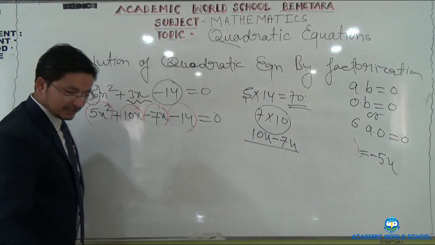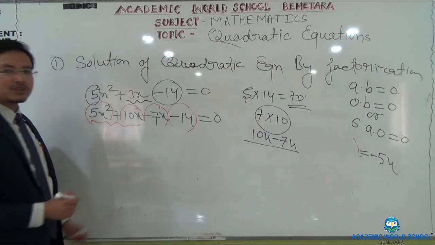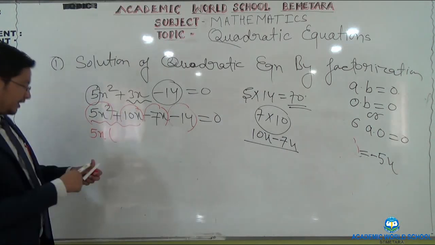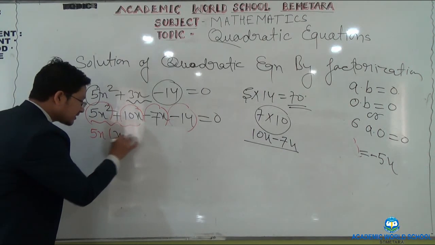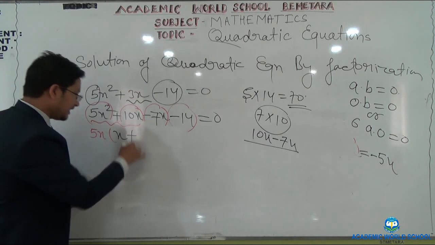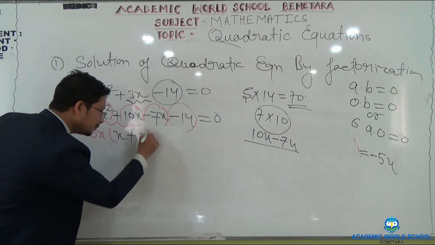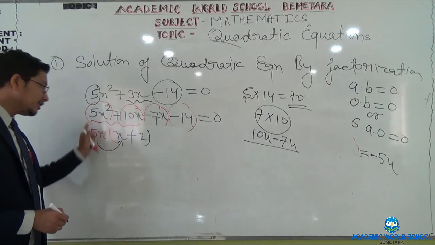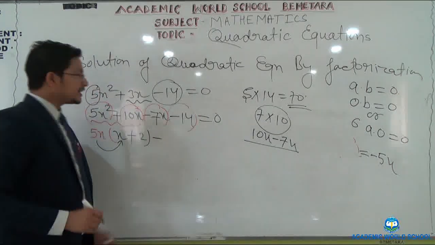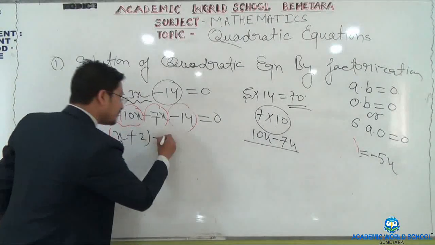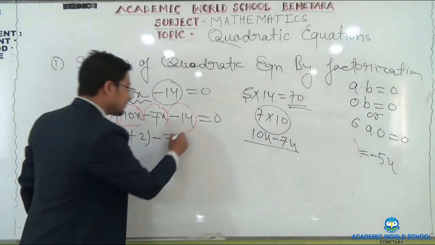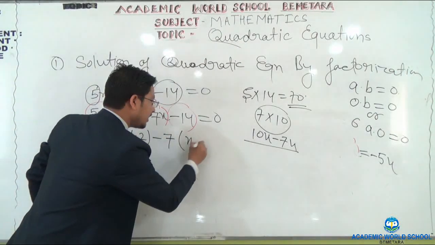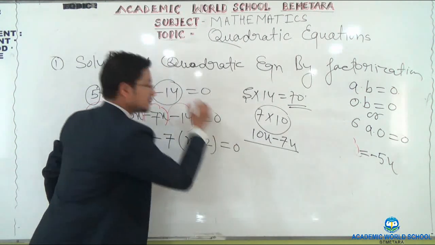So now we take the first two terms. What is common in these first two terms? 5 is common, and then x is common. So what is left? x plus 2. If I multiply this, I will get the previous terms 5x square plus 10x. Then minus 7 is common in the next two terms. Once I take the minus sign common, the sign will change, so it becomes x plus 2 is equal to 0.